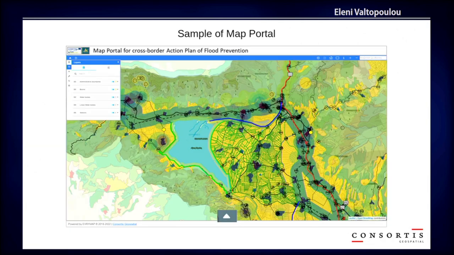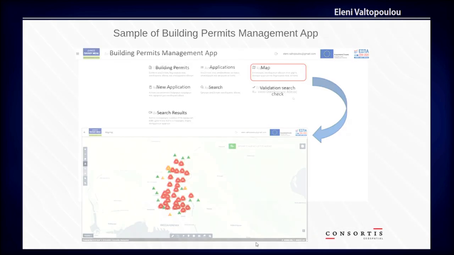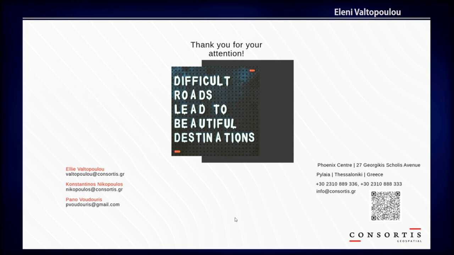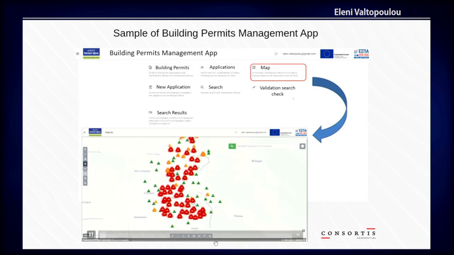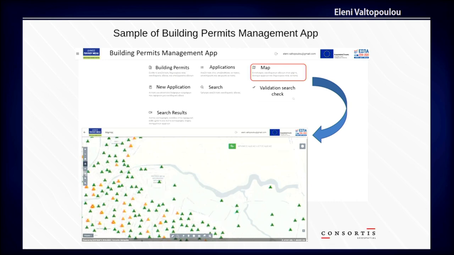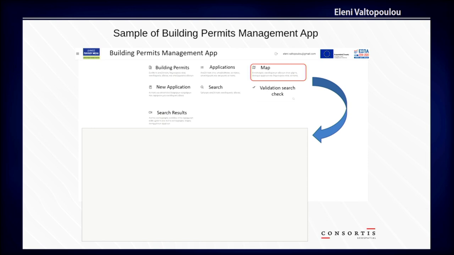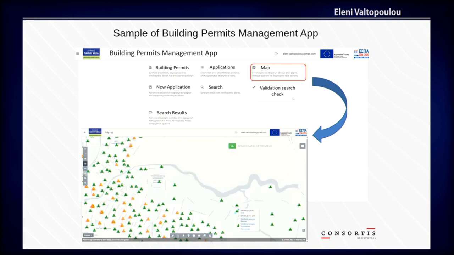And this is a sample of how EVRYMAP looks. And this is an example. Oh, if I can go back, that should play. Yeah, and that's the example from the building permits management app. So basically it is an app where citizens can apply to get a copy of the documents and drawings that accompany a building permit.